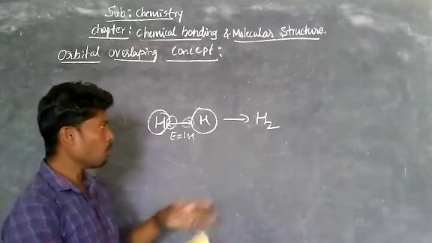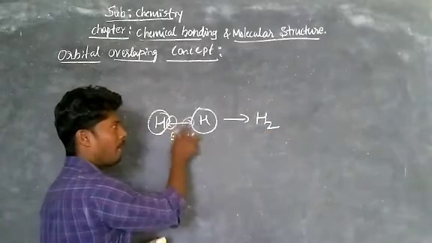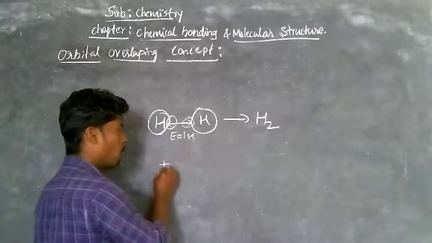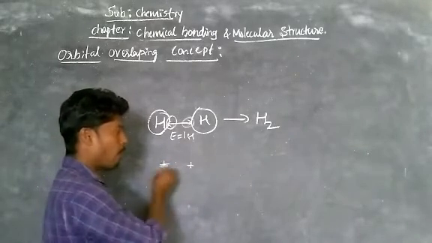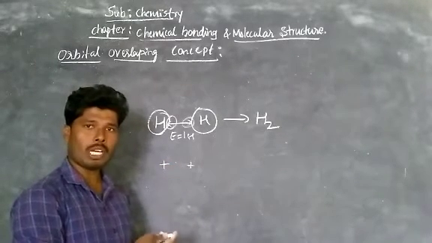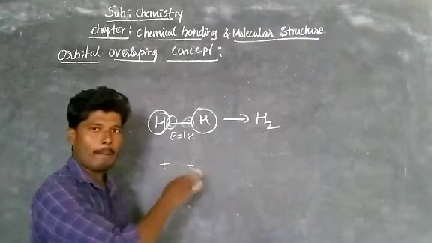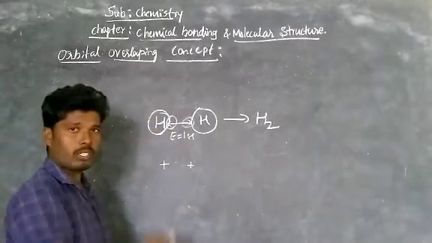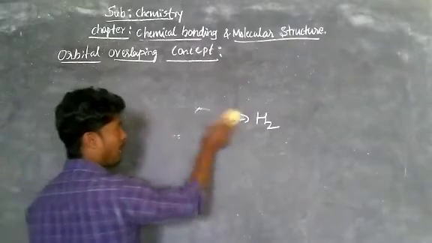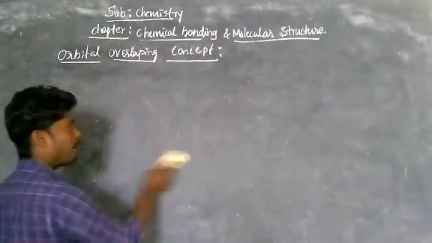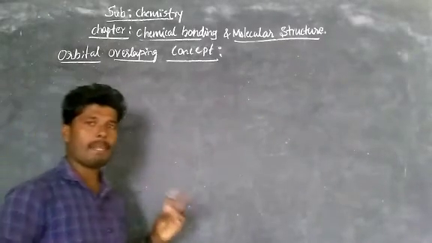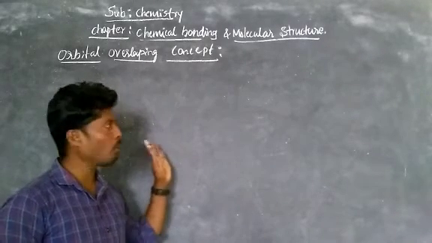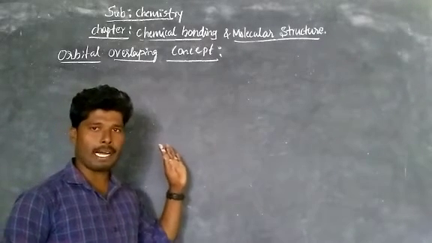Okay, to form or to overlap these two orbitals, either positive orbitals may overlap or positive negative orbitals may overlap, or neutral overlapping of orbitals takes place. That is learned here. Before learning the orbital overlapping, we know the types of orbitals, that is S, P, D and F orbitals. Here we are learning only the overlapping of S and P orbitals.